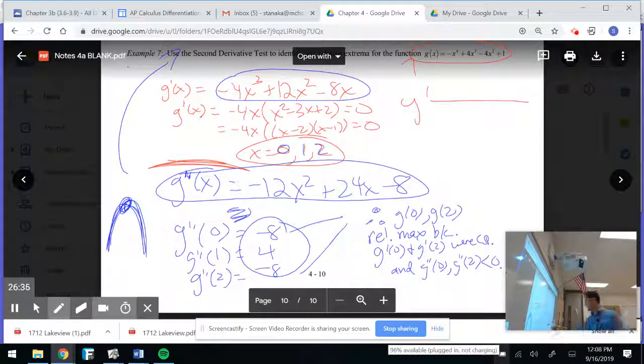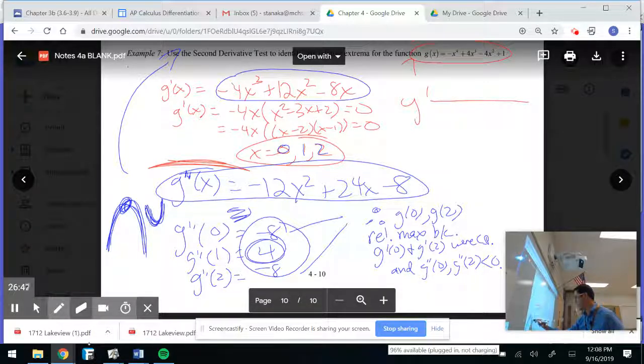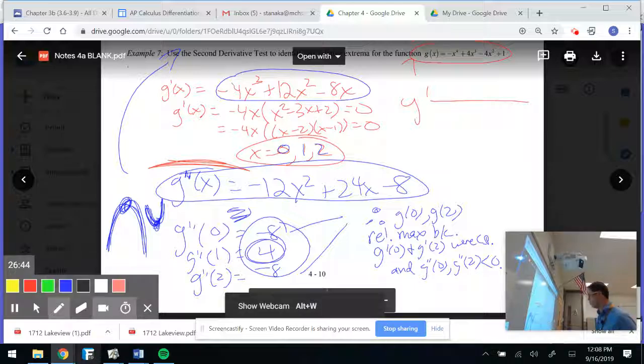And then obviously this guy's different. That would be a critical point. It'd be concave up. If it was concave up and it was a critical point, that would have to be a minimum. You write that statement.